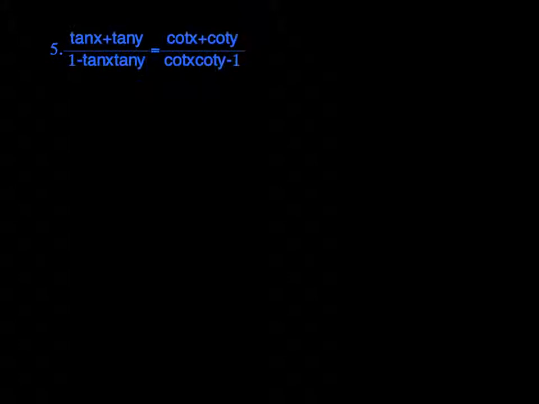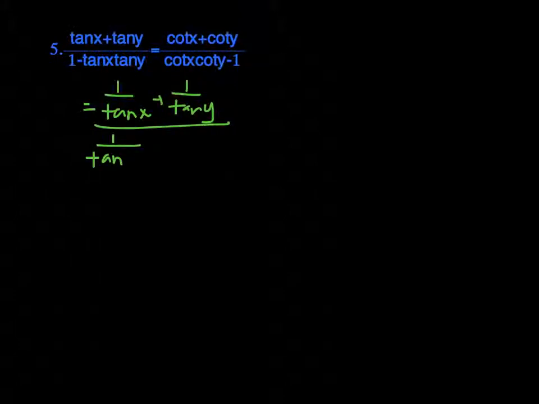Number 5 looks a little bit different because it's got x's and y's in it. So you're going to have to keep track of your x's and y's. I'm going to work on the right-hand side. So my cotangent is equal to 1 over tangent of x plus 1 over tangent of y over 1 over tangent x tangent y minus 1.